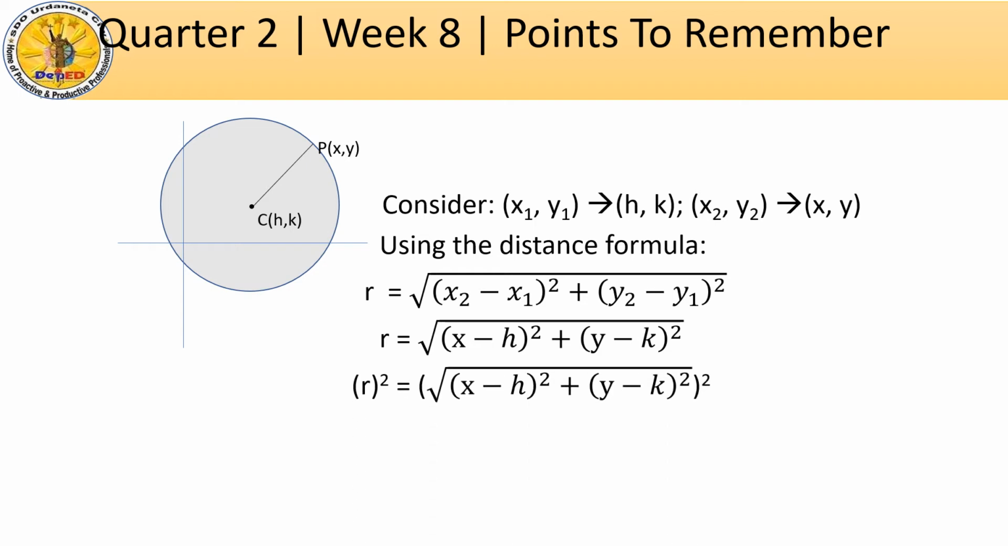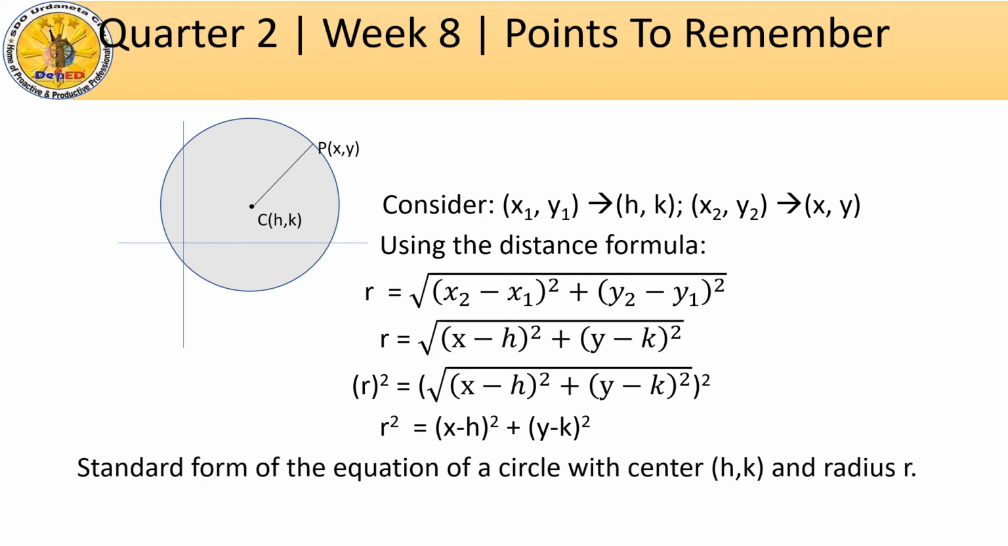Then by squaring both sides of the equation, we have r squared is equal to the sum of the quantity x minus h squared and the quantity y minus k squared, or the quantity x minus h squared plus the quantity y minus k squared equals r squared, which is now the standard form of the equation of a circle with center h, k and radius r.